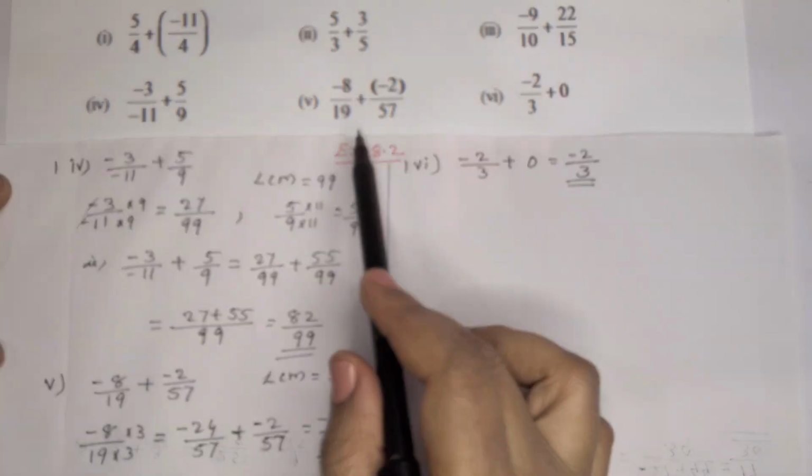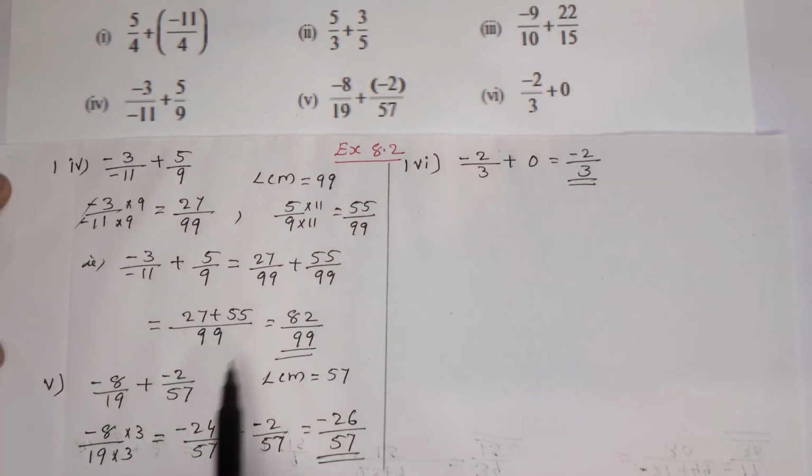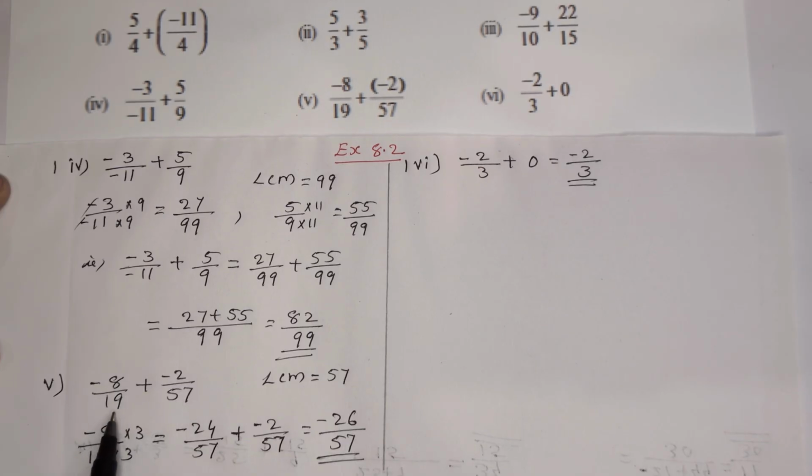Here minus 8 by 19 plus minus 2 by 57. We know that 19 3 times 57. 57 is a multiple of 19. So LCM is 57. Multiply the first number with 3, that it will come as minus 24 by 57. That plus second number. So minus 24 plus minus 2, minus 26 by 57.